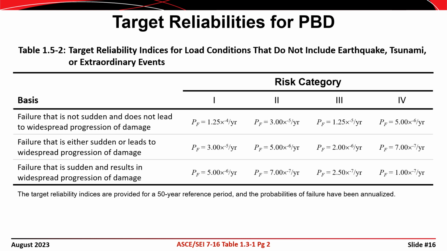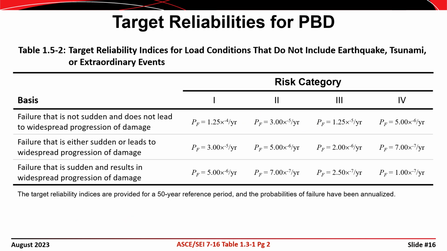So this slide shows the probabilities of failure associated with each of the reliability indices that were on the previous slide. Now, these probabilities of failure have been annualized, meaning that they are probability of failure for each year. Now, look at how small some of these values are. For example, if we look at a category 2 building and look at a localized failure, then we end up with a 0.003% chance of failure in any given year.